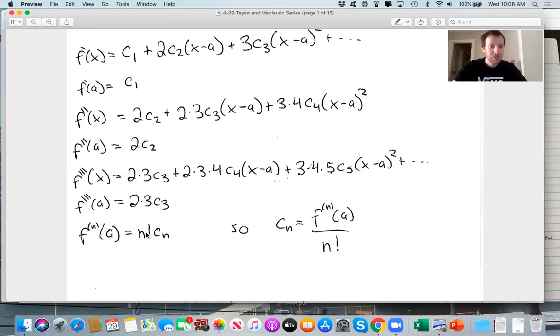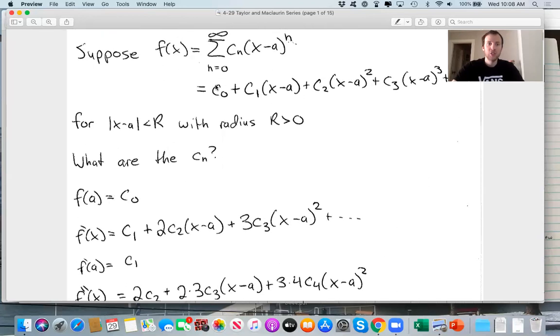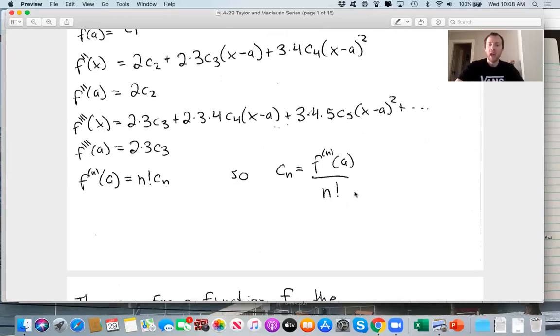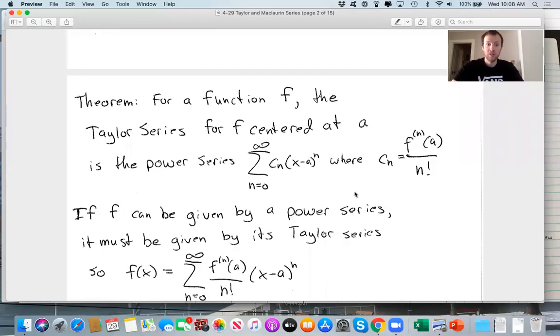And so dividing both sides of this by n factorial, we actually get an explicit formula for what the coefficients look like. So that means if you know your function is represented by a series, this is what the coefficients have to look like. And so this is what we call the Taylor series.